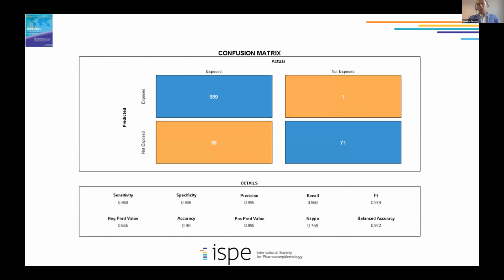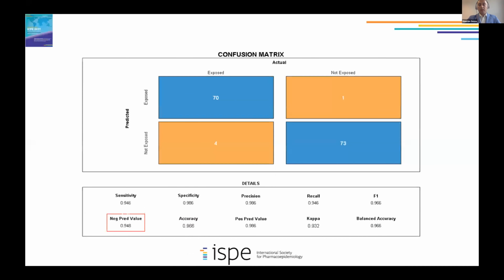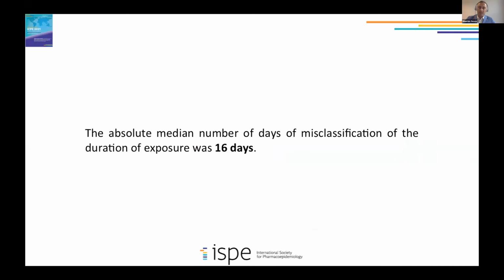But this was due to unbalance in this matrix. We sampled in order to guarantee a balanced confusion matrix, and then both the negative predictive value and the kappa increased. We were not satisfied yet. We want to assess the number of median days of misclassification of duration of exposure, and we found it to be 16 days in all groups.